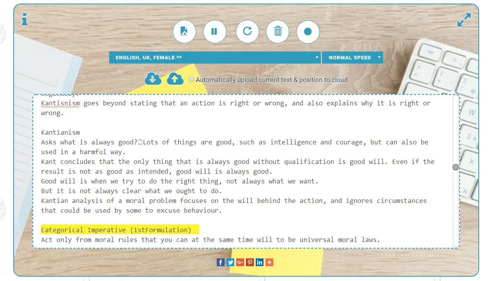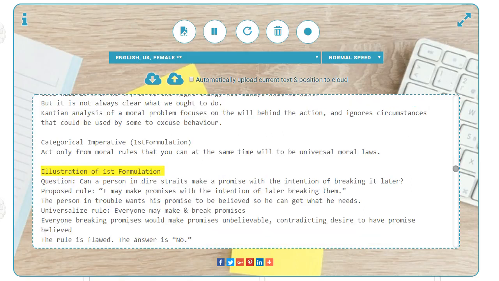Categorical imperative, first formulation: act only from moral rules that you can at the same time will to be universal moral laws. Illustration of the first formulation. Question: can a person in dire straits make a promise with the intention of breaking it later? Proposed rule: I may make promises with the intention of later breaking them. The person in trouble wants his promise to be believed so he can get what he needs. Universalize the rule: everyone may make and break promises. Everyone breaking promises would make promises unbelievable, contradicting the desire to have the promise believed. The rule is flawed. The answer is no.